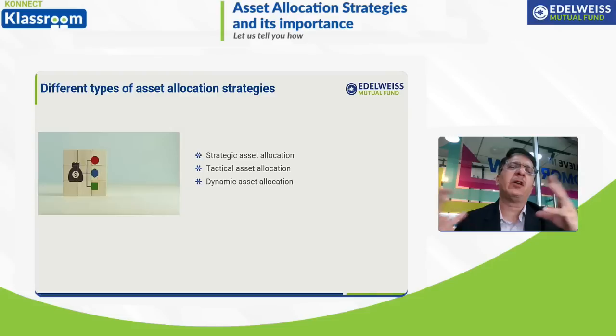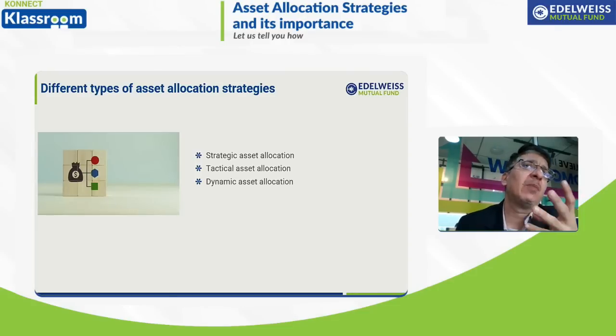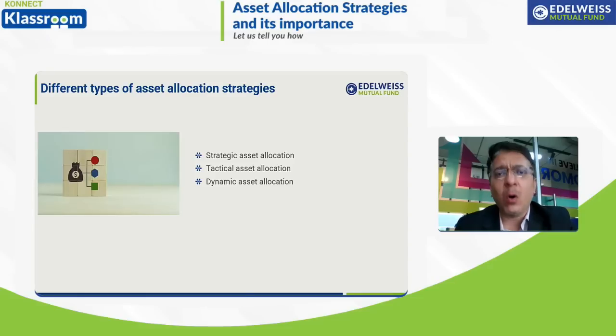If I were to broadly put it into types, there are three broad types: strategic asset allocation, tactical asset allocation, and dynamic asset allocation. And in the next subsequent slides, we'll look at each one of these in a little more detail, which will help us enhance our understanding of what this asset allocation strategy predominantly entails, and how I can use it if I wish to. And post that we'll move towards the importance of asset allocation. So that's how we'll spread our session.